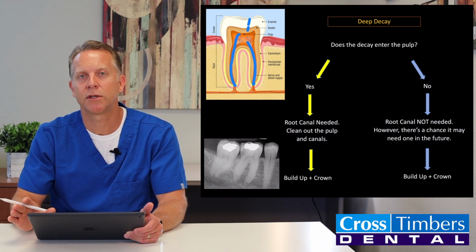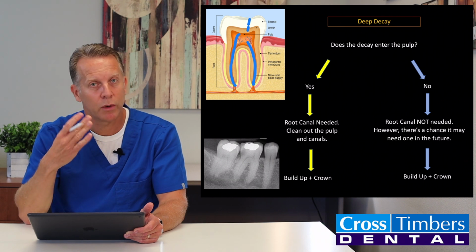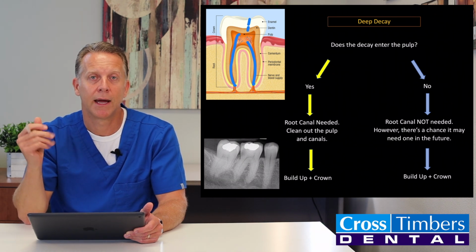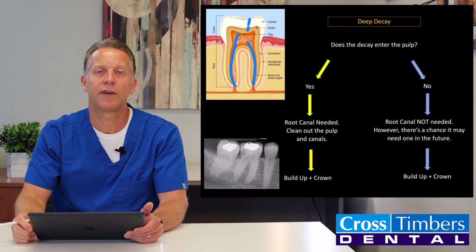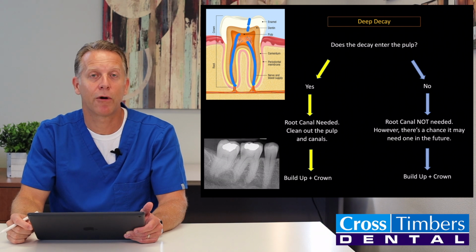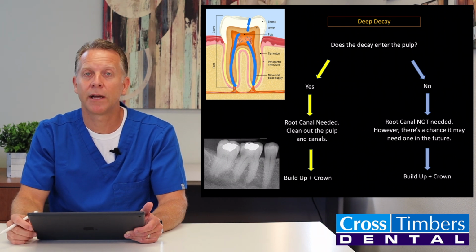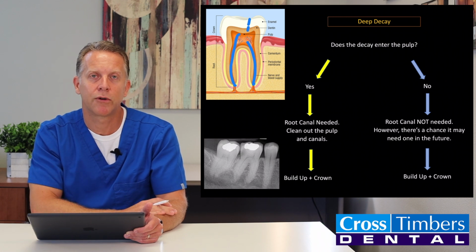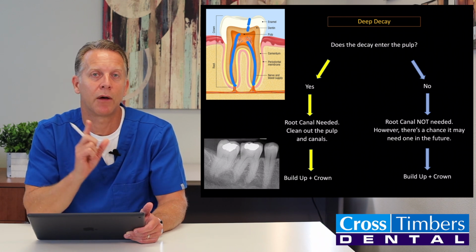But in those situations, we just remove the decay, we clean it up, seal it off very well, put a crown on top of it, and then most of the time patients are just fine with it. But every once in a while we'll have a patient whose nerve was just too far gone, and it was going to flare up later and end up needing a root canal. But that's the flow chart that we follow here when we're trying to determine if someone needs a root canal when they have a very deep cavity.